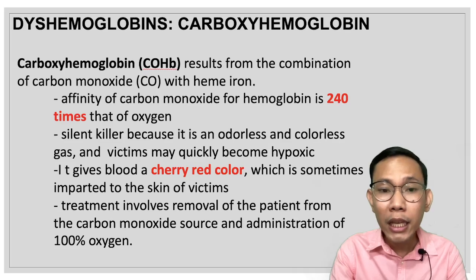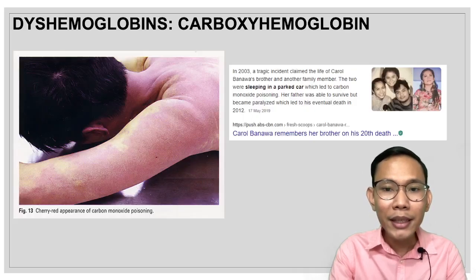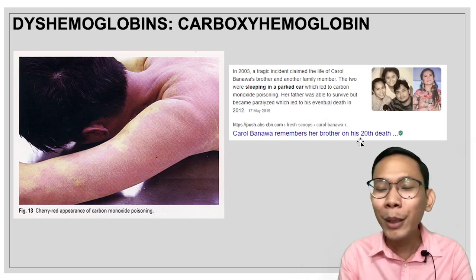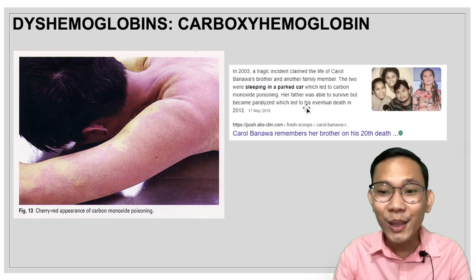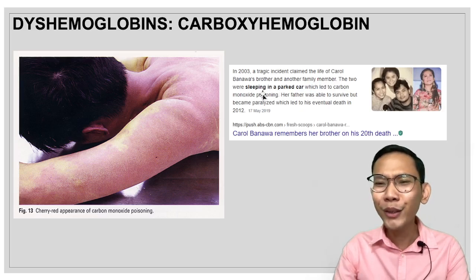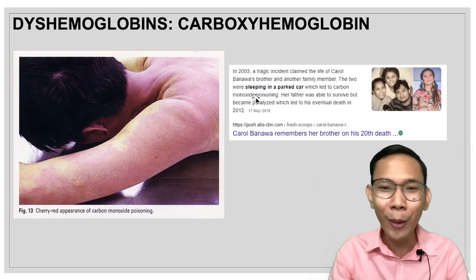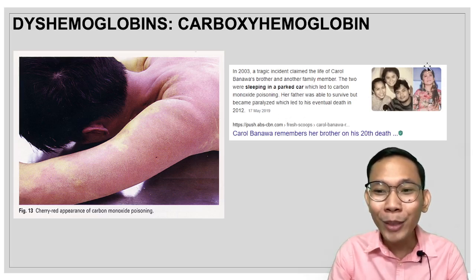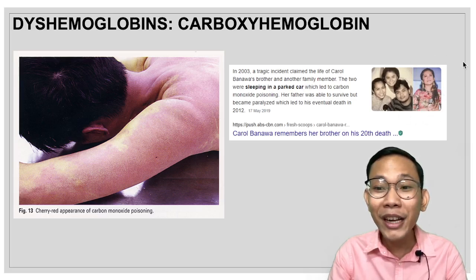this carboxyhemoglobinemia is from this tragic example. I'm not sure if you're familiar with this story, no, yung story na a tragic incident claimed the life of the brother of Carol Banawa. I'm not sure if you still know Carol Banawa. Parang I don't know, you're still young. I'm not sure if you're familiar with Carol Banawa. She's a very famous singer of my generation. Oh, my generation, I feel so old.